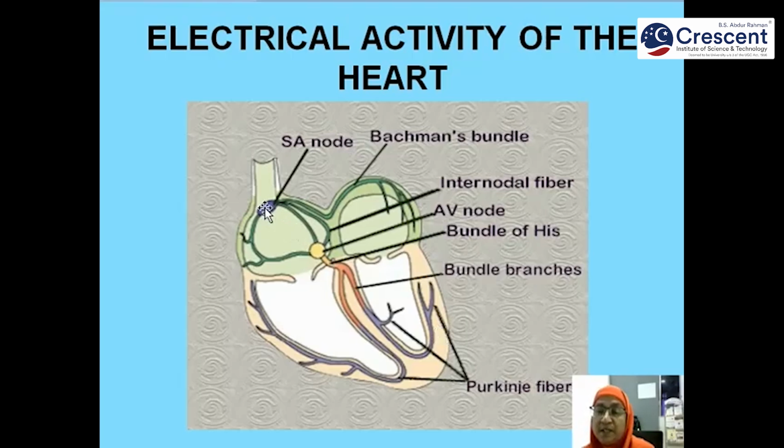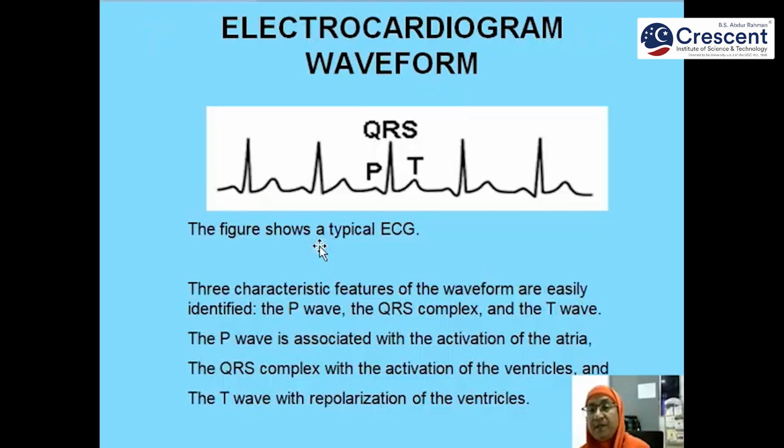The electrical impulse which is generated or originated from the SA node will flow to the parts like this and to the AV node. The AV node acts as a delay line. From the AV node, the impulses go to the bundle of His, to the branches and to the Purkinje fibers. So we can measure the electrical signal at the surface of the heart. This SA node is otherwise called the pacemaker.